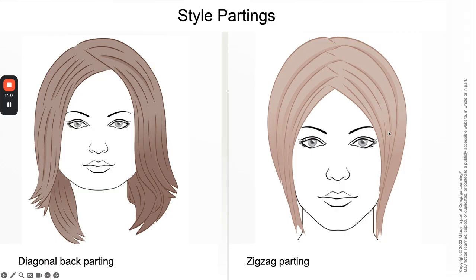Then we have diagonal back and zigzag. Your diagonal back partings are going to create the illusion of width or height in a hairstyle, making them an excellent choice for voluminous hairstyles. So anytime you want to create volume, you can do a diagonal back parting.